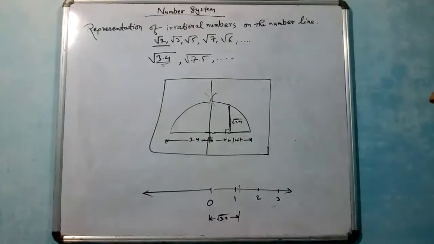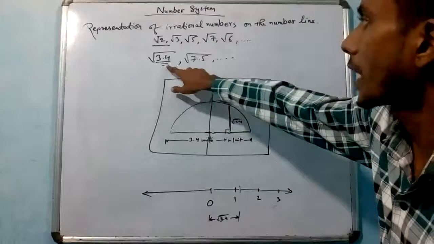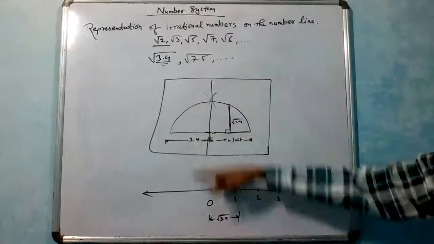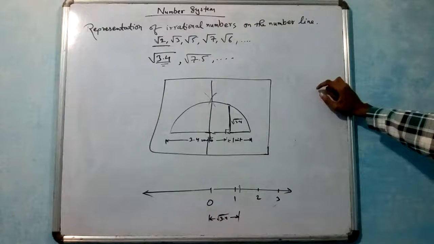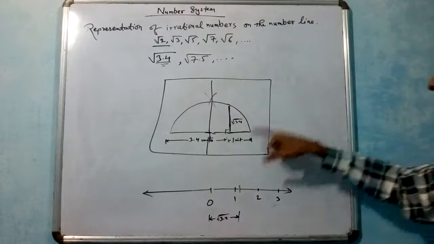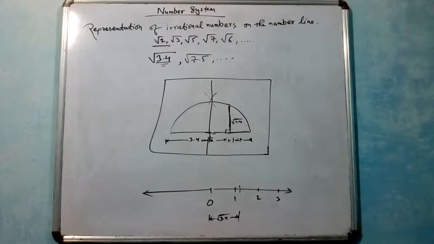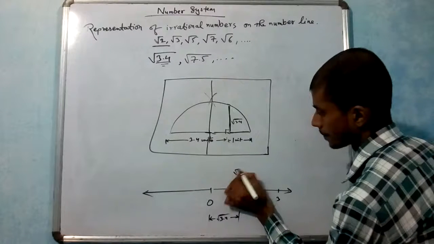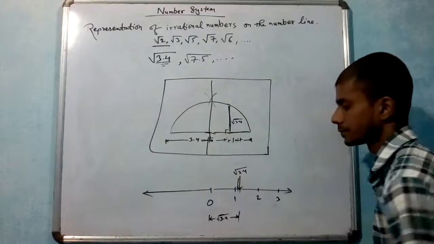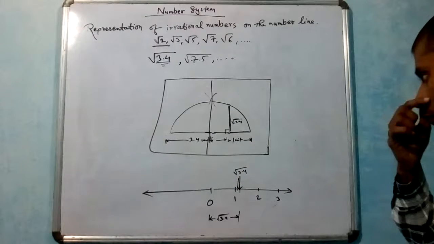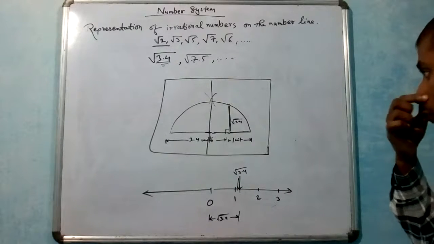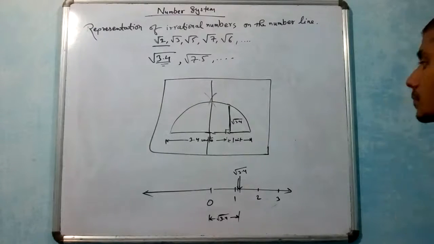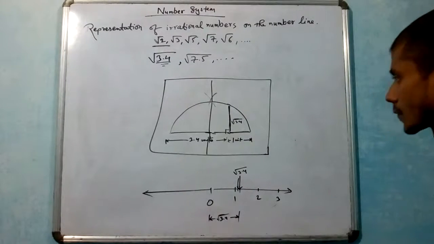This way we can represent our decimal fraction, square root, or the irrational numbers of the decimal fraction on the number line. Okay. Got this? Okay.